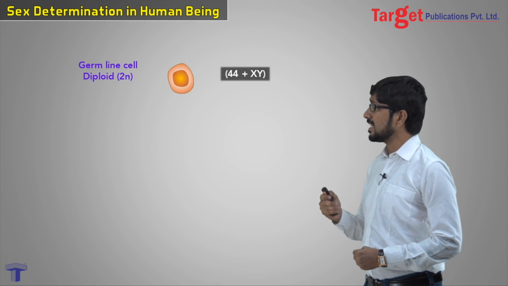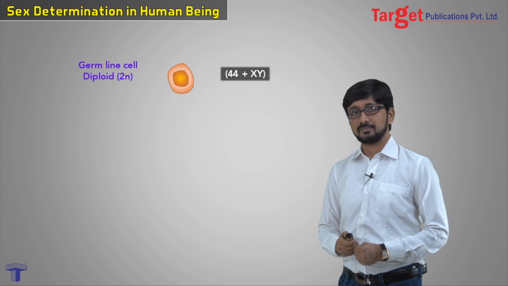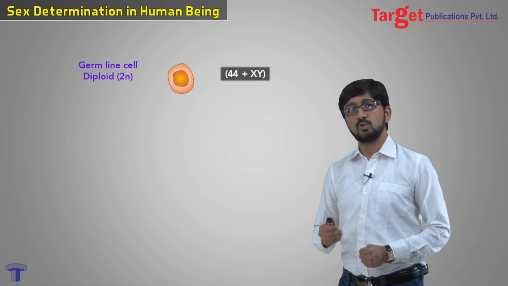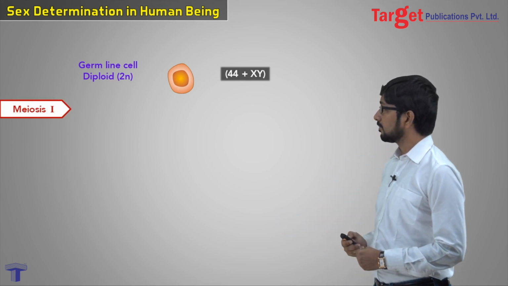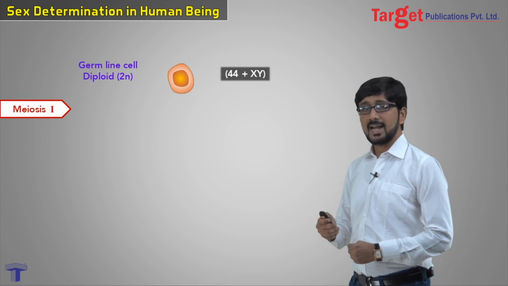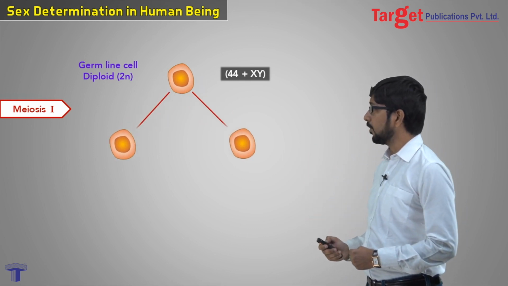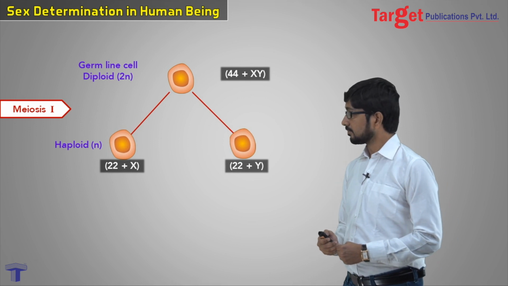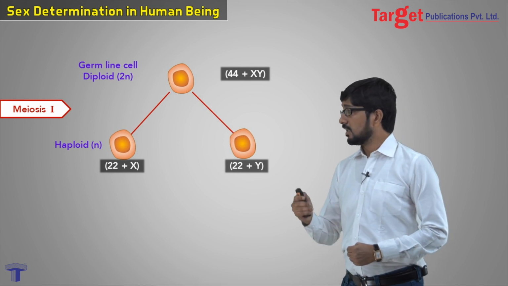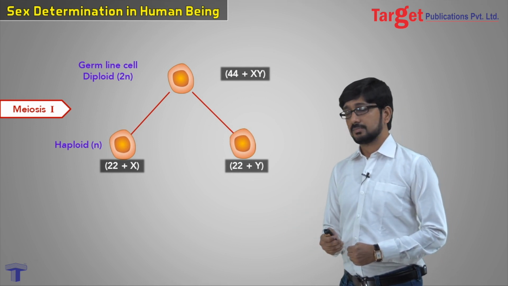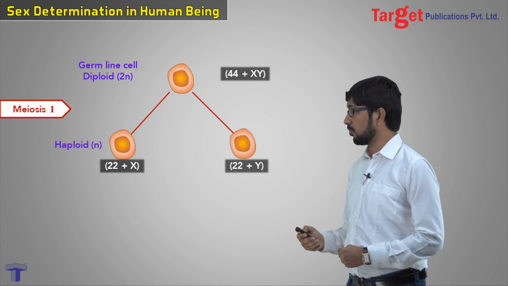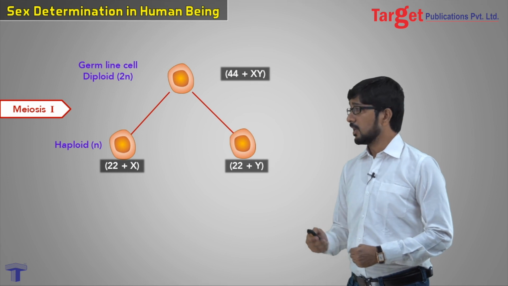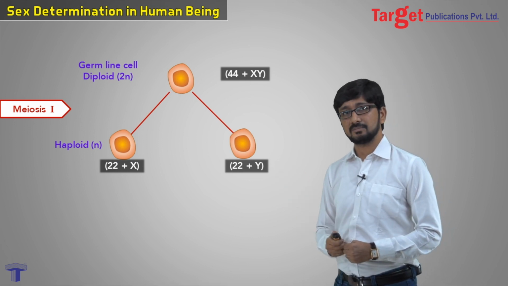Now, this germline cell undergoes meiosis. Meiosis is divided into two parts, meiosis 1 and meiosis 2. In meiosis 1, a germline cell divides and forms two haploid cells. Haploid means single set of chromosomes. Now here, two cells have haploid set of chromosomes. That means meiosis is a reductional division.